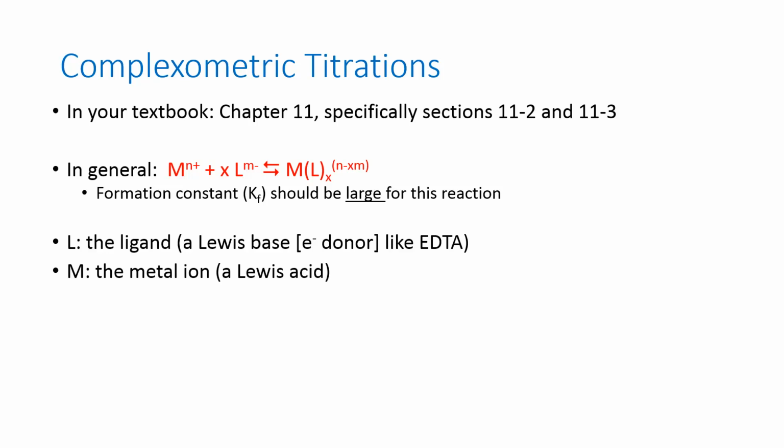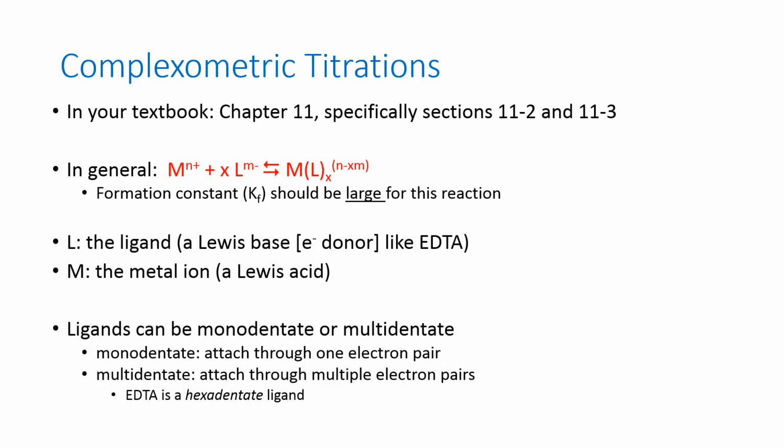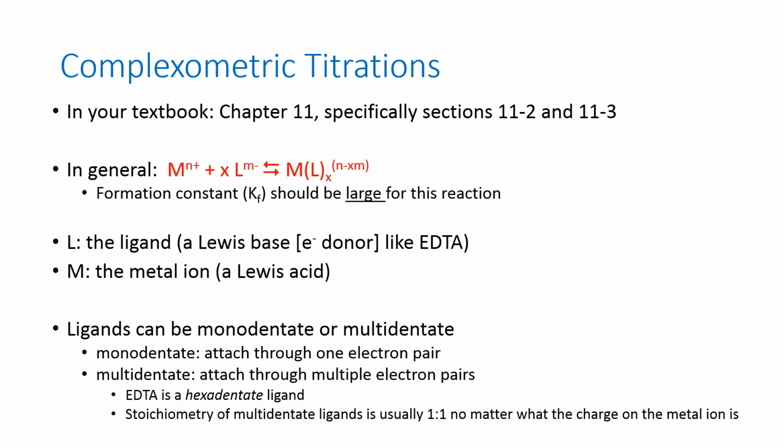So L and M, again, represent the ligand and the metal ion. Ligands can be monodentate or multidentate, and the difference is in how many electron pairs they use to attach to the metal. So monodentate ligands attach through one electron pair, and multidentate attach through multiple electron pairs. The reason that we care about this is because multidentate ligands have this one-to-one stoichiometry usually, no matter what the charge on the metal ion is. And EDTA is multidentate, so we can be assured that the stoichiometry for when we do our titration analysis is going to be 1-to-1.